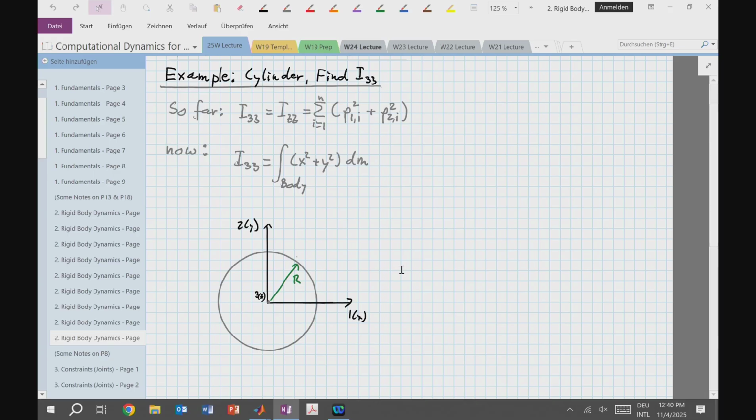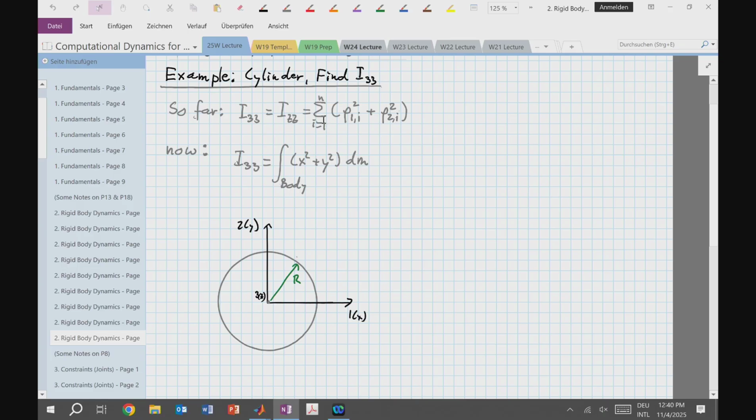I want to compute one entry of its inertia matrix, actually the 3-axis, so the bottom right element of the inertia matrix, which corresponds to the moment of inertia about this axis. The definition was so far, right?